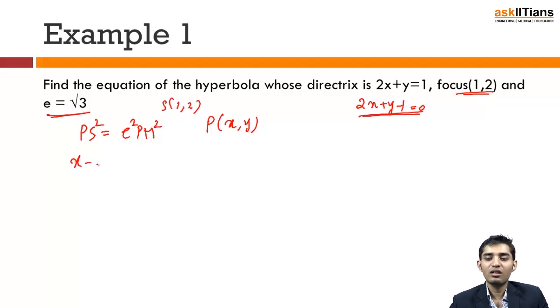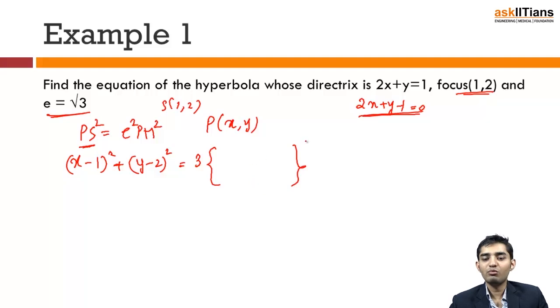So I am squaring both sides. So here I will get (x minus 1) whole square, PS square you can write down by using the distance formula. This PS square is (x minus 1) whole square plus (y minus 2) whole square, and this will be equal to e square, which is 3, right?